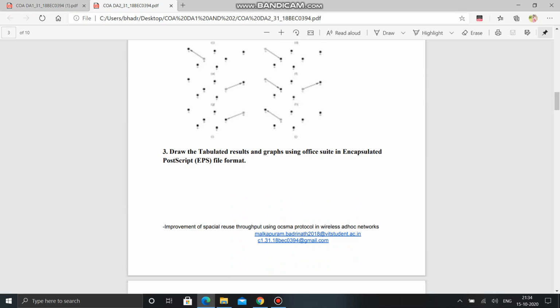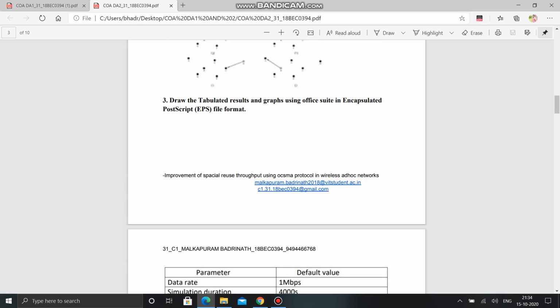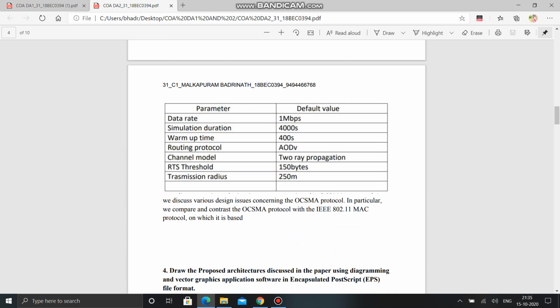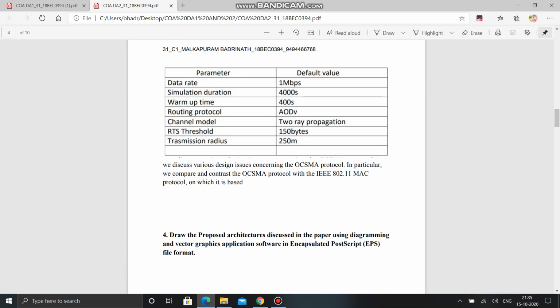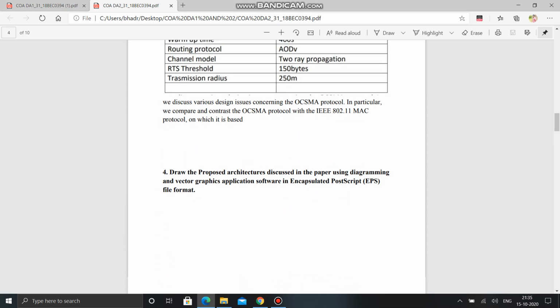And the third question asks about the graphs and tabulated results using an Office Suite in encapsulated PostScript file format, that is EPS format. So data rate is 1 megabyte per second. Simulation duration 4000 seconds. Warm up time 400 seconds. Routing protocol AODV. Channel model is two-ray propagation. RTS threshold is 150 bytes and transmission radius 250 meters. We discussed various design issues concerning the OCSMA protocol. In particular, we compared and contrasted the OCSMA protocol with the IEEE 802.11 MAC protocol on which it is based.